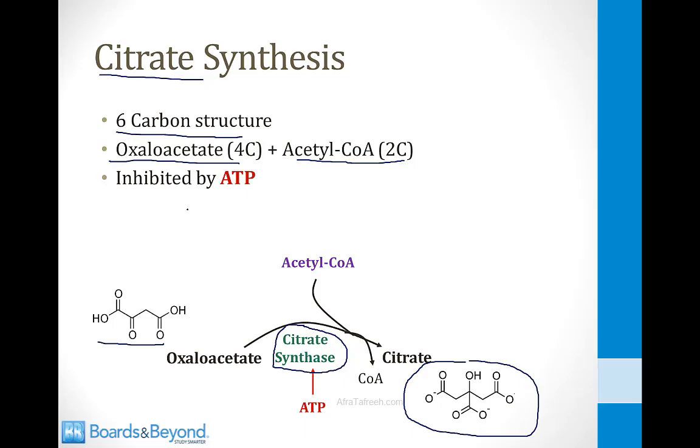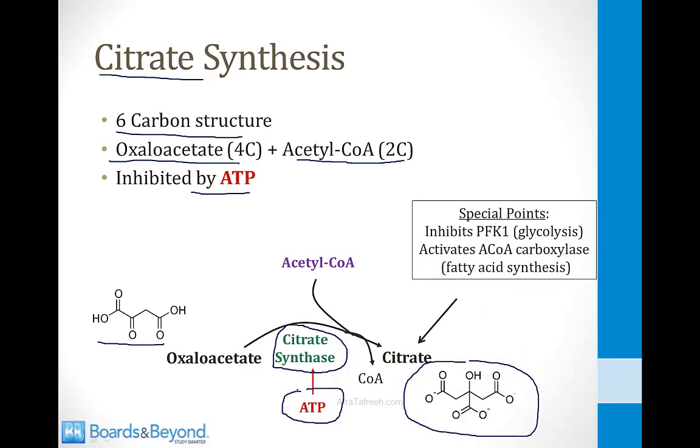In this case, the regulation occurs via ATP. When ATP levels get high, that will inhibit citrate synthase and slow down this step of the TCA cycle. You should know that citrate is a very important indicator of the energy level inside of a cell. The subsequent steps in the TCA cycle are inhibited by high levels of ATP. That will slow down the metabolism of citrate and cause the level of citrate to climb when levels of ATP inside of a cell are high.